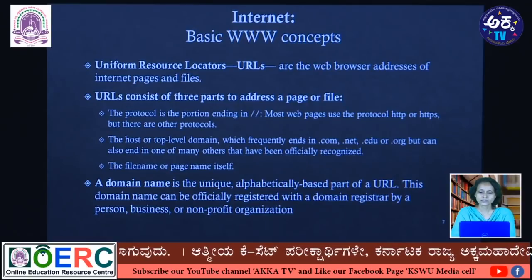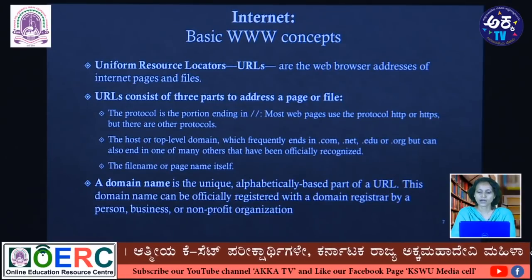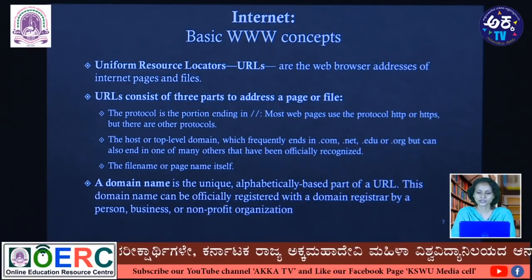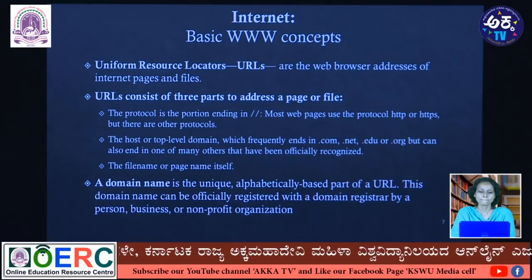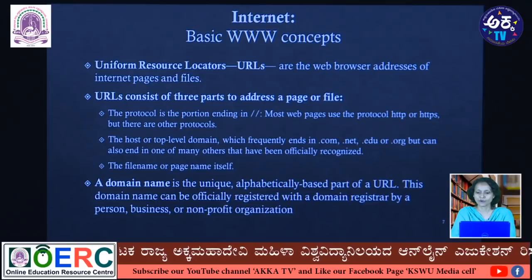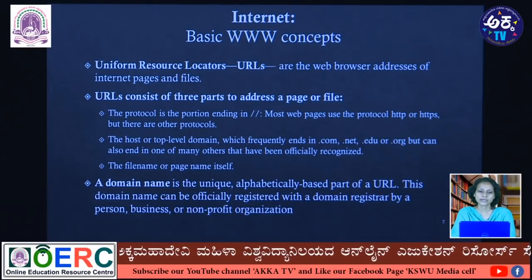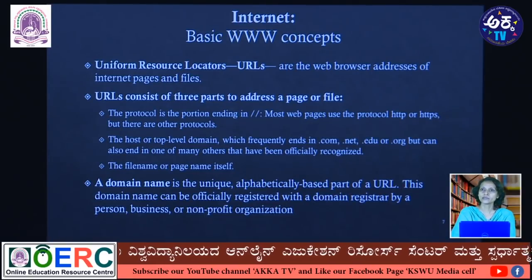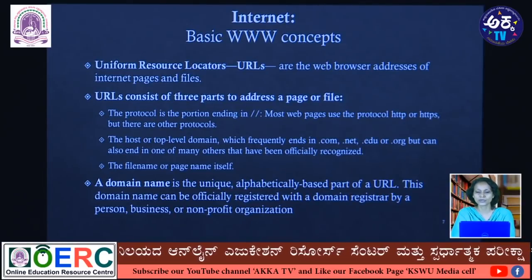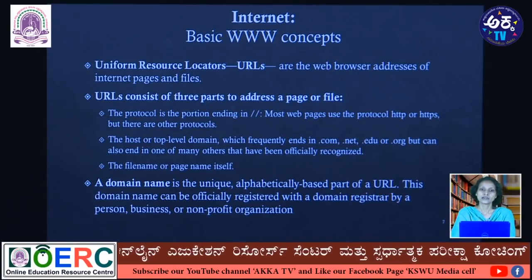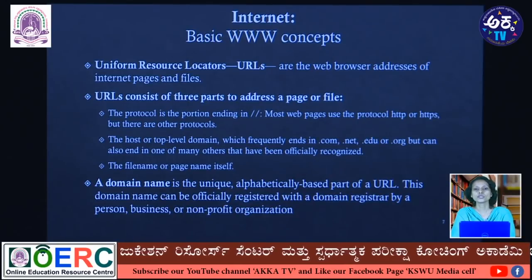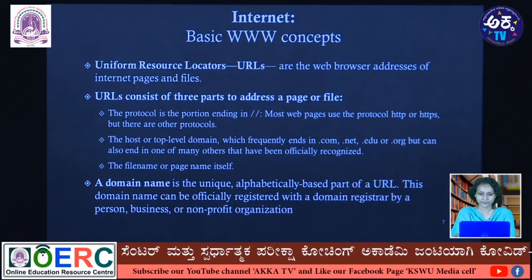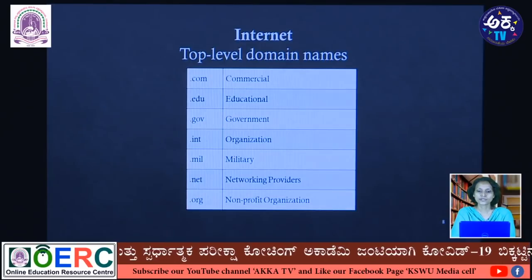A domain name is a unique and alphabetically based part of the URL. A domain name can be officially registered with a domain registrar by a person, business or non-profit organization. So a domain name is nothing but the name of the website. It can be given numerically, but since it is tough to remember numbers, we are giving the textual form of it, which we call a URL. Like amazon.com or flipkart.com. And these are the different domain names.